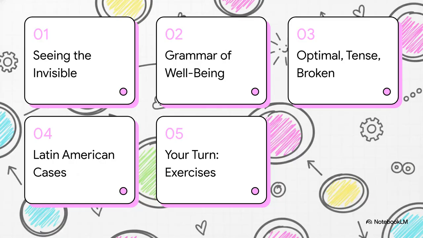Here's our quick roadmap for today. We'll start with seeing the invisible, learn the grammar of well-being, and classify relationships into optimal, tense, and broken. Then we'll check out some real Latin American cases before handing it over to you for a few quick exercises.